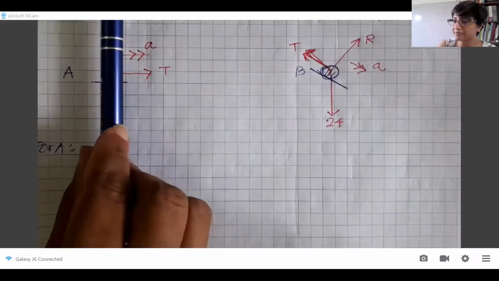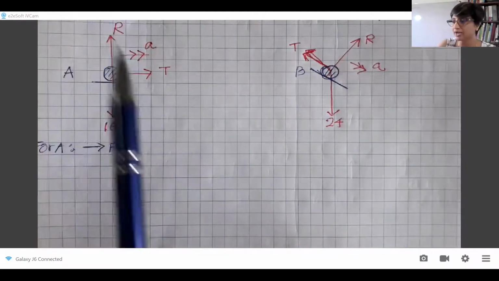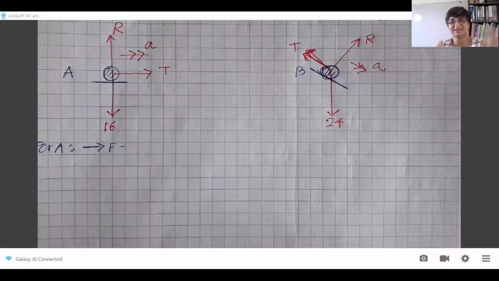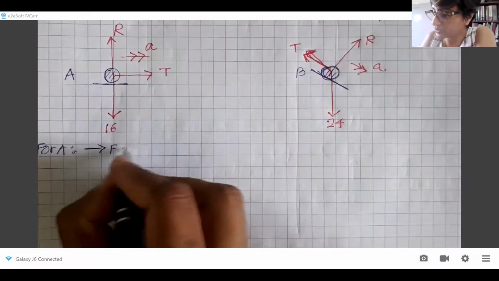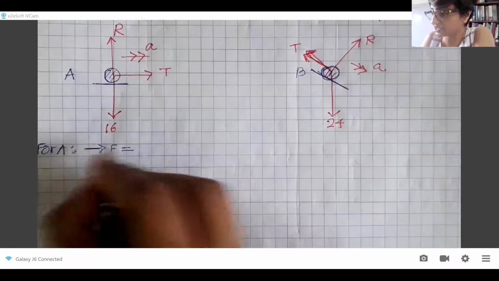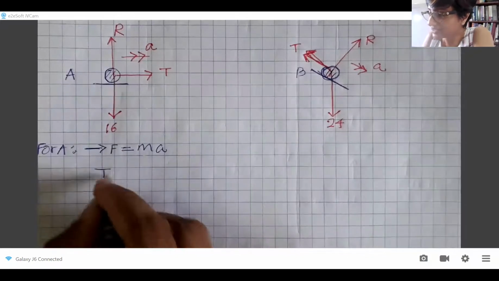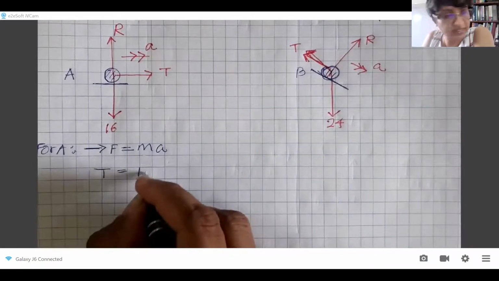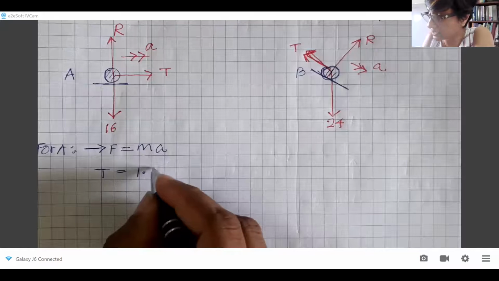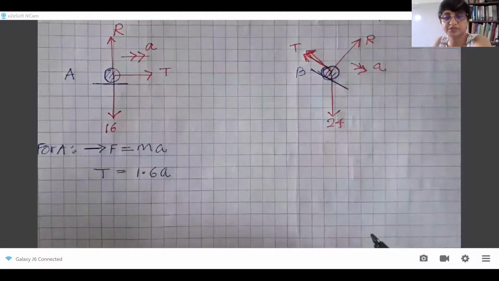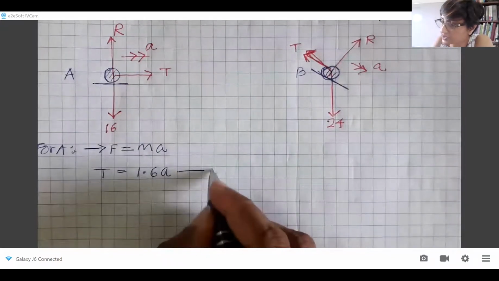Now, you can apply conditions for equilibrium this way. Then you would get R is equal to 16. But that information we don't need here, so I'm not going to apply it. I'm going to apply F equals ma in the parallel direction, in this direction. F equals ma. I get T is equal to 1.6A. I get an equation of A and T. Let me label it as 1.